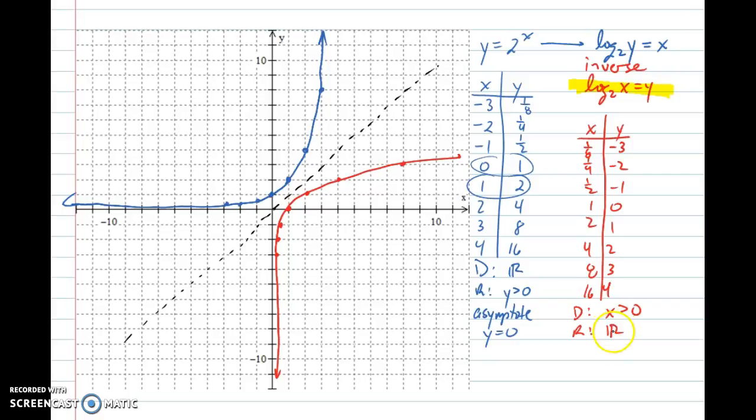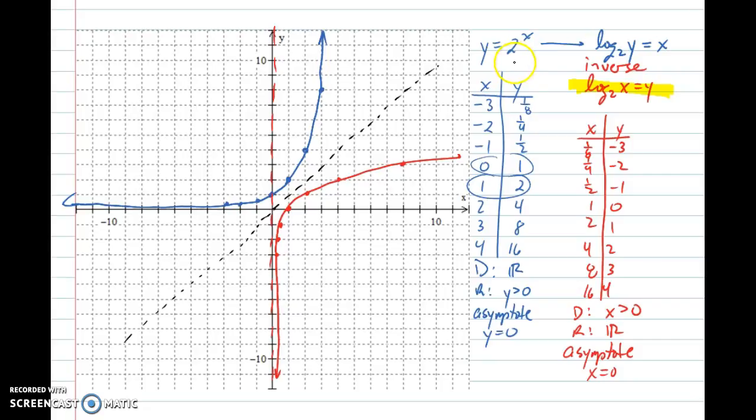Hey, our x's and y's switched on inverses, like they always do. Instead of domain being all real numbers, range is all real numbers. Instead of the range being y is bigger than 0, the domain is x is bigger than 0. The x and the y switched. Also, note that the asymptote is now x equals 0. It is a vertical line asymptote right along the y-axis. And so that's a basic logarithm function.